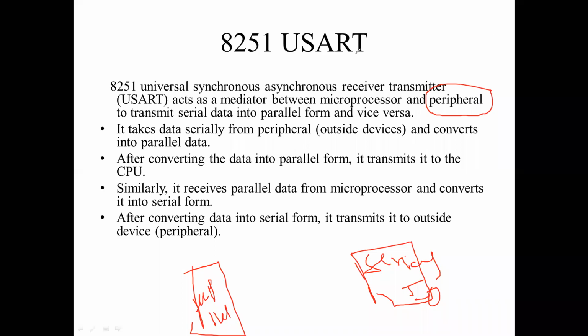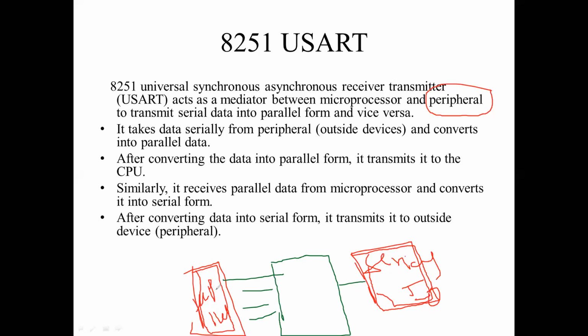About the USART. USART is basically used for serial communication. I was explaining that the microprocessor works on parallel processing, and if we want to connect any serial IO device, then we need an interfacing device which can convert from parallel to serial or serial data to parallel.